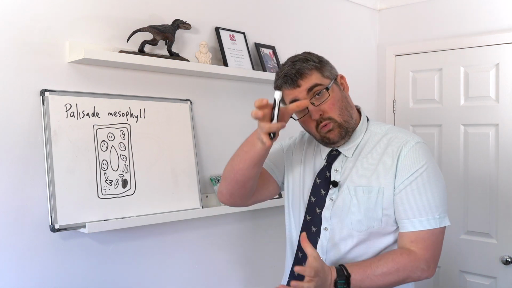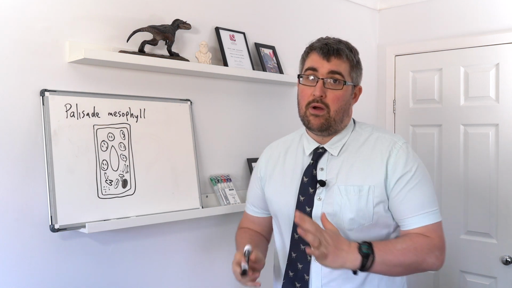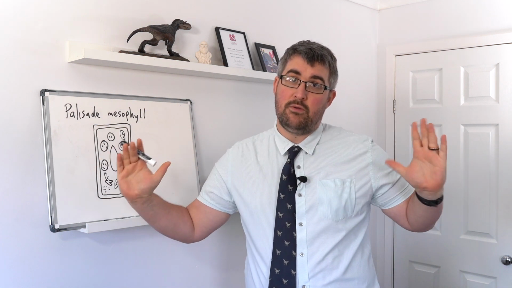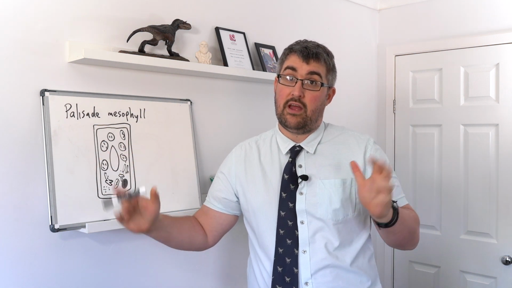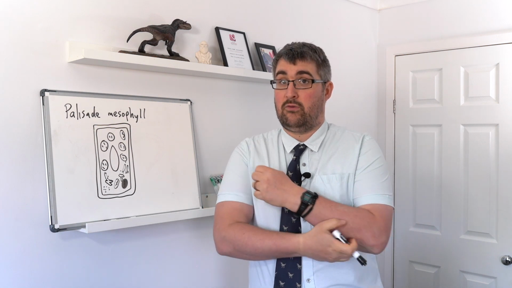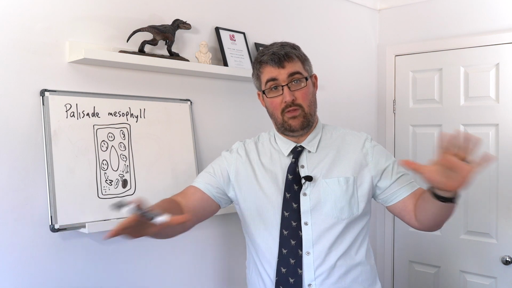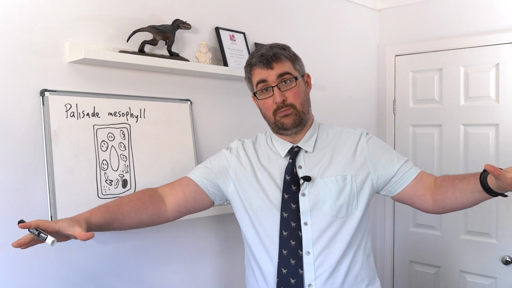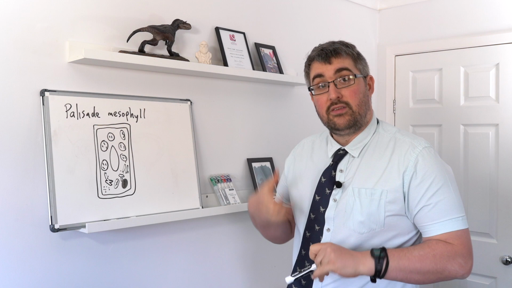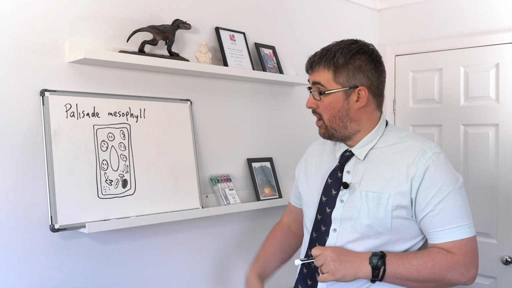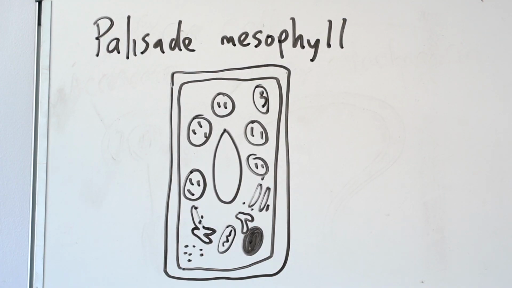They are tall and fairly thin, so that way you can pack as many of them as possible to increase that surface area to absorb as much light as possible. I almost think of them as a little bit like a solar array on a solar panel. They're there to absorb as much light as possible in the leaf. So that's the palisade mesophyll cell, nice and simple, specialised cell.